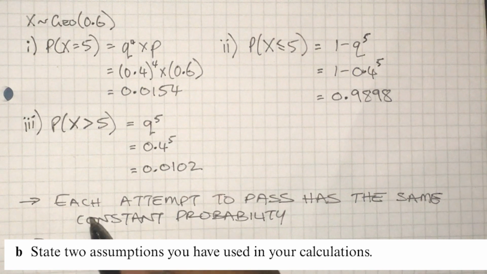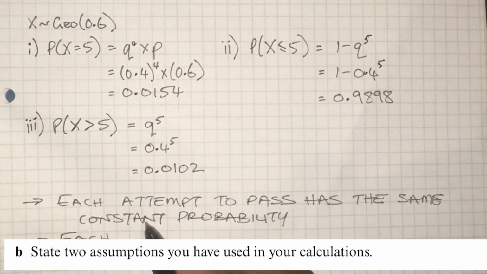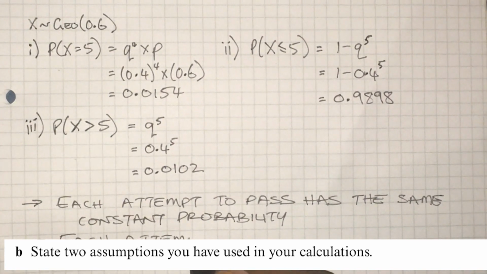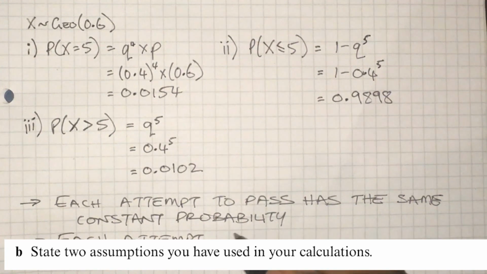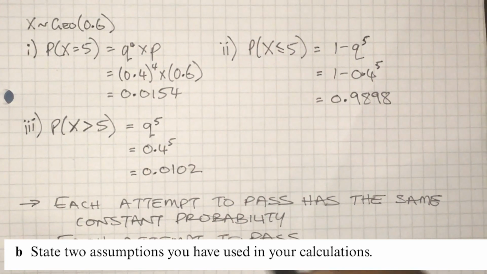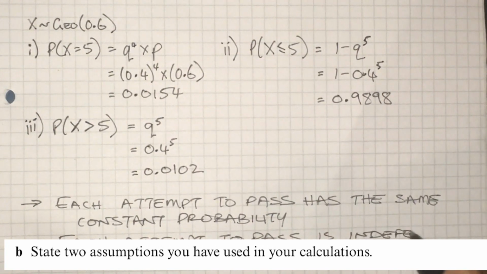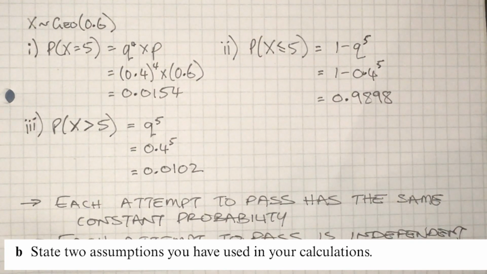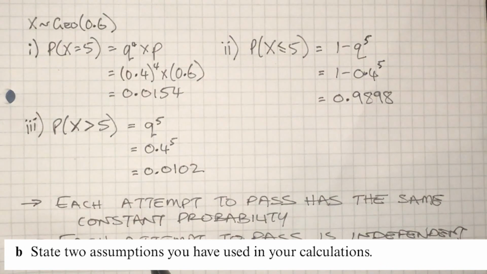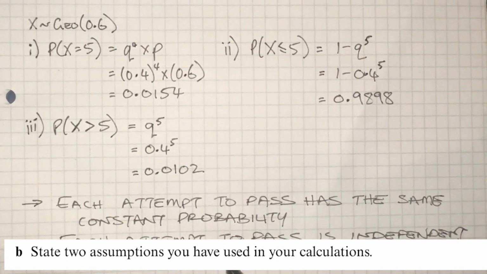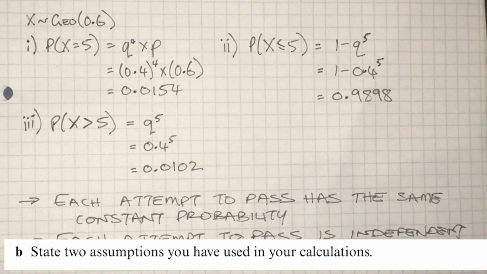Okay, finally, the assumptions about the calculation. As usual, these are just statements you're going to need to memorize. Very familiar to what we see with the binomial distribution. So each attempt to pass has a constant level of probability. Each attempt to pass is independent from the other attempts to pass. Okay, so 2 of the conditions that we should be able to state.